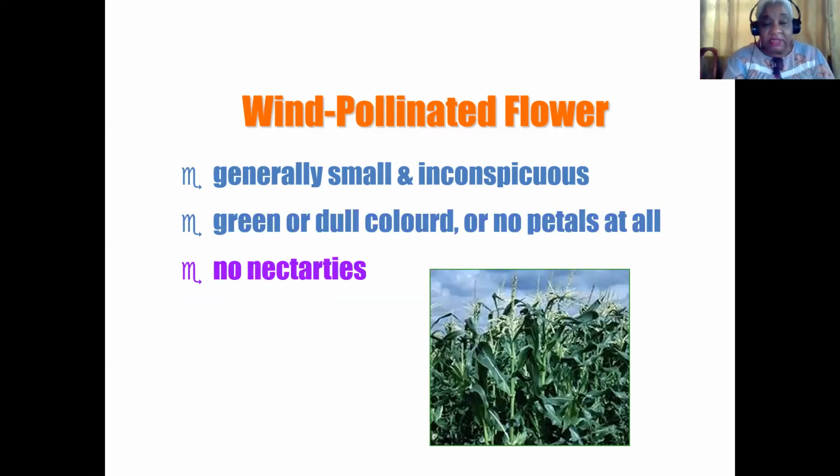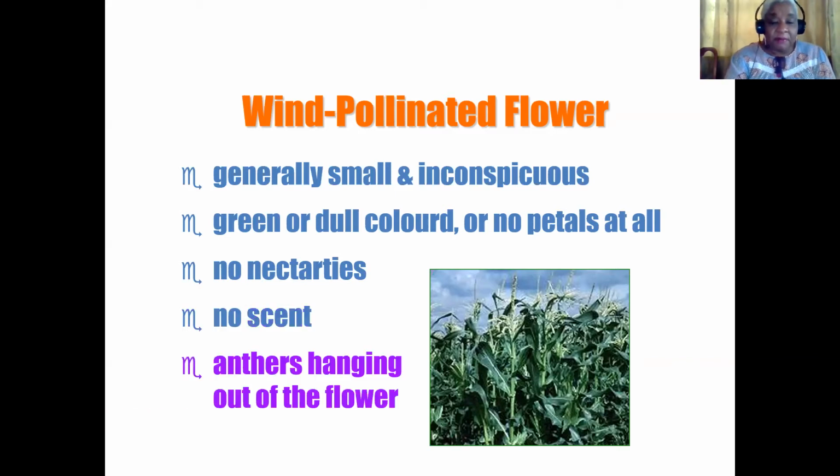They're green or dull colored or having no petals at all. There are no nectaries, no need to have nectaries because they could care less whether an insect comes by them or not. And they have no scent. Again, for the same reason, they're not trying to attract insects. The wind is going to do the job for them. And their anthers hang outside the flower.